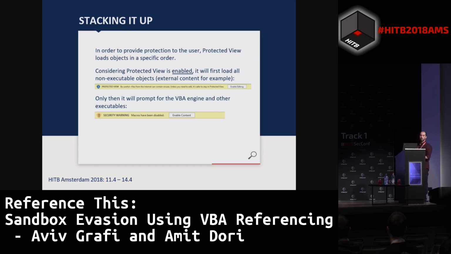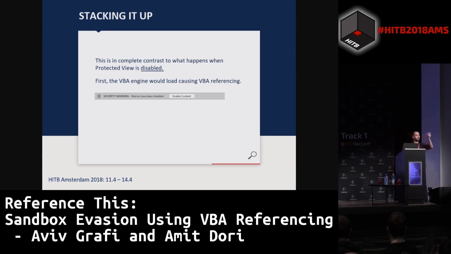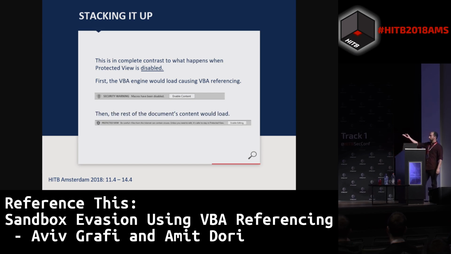And if we look at the sandbox point of view, it's actually completely opposite. Because we don't have protected view enabled, once you open the document, it will immediately load the VBA engine. You won't be seeing this message because protected view is not enabled. I'm just showing it here so we can get the order right. So no protected view. You open the document in the sandbox. The document loads, and the VBA engine loads immediately, causing VBA referencing. And once the document has loaded and VBA referencing has finished, then it will load the rest of the content, the images, the text.